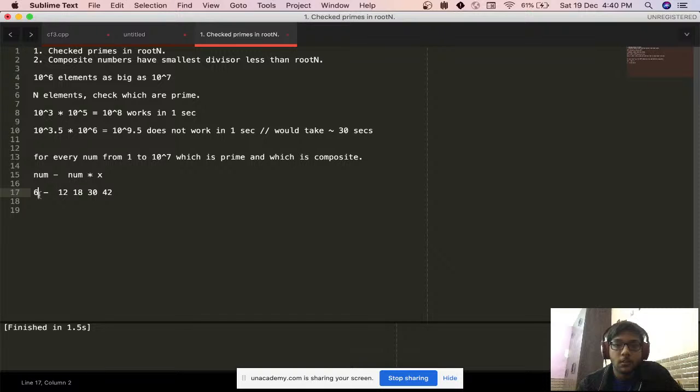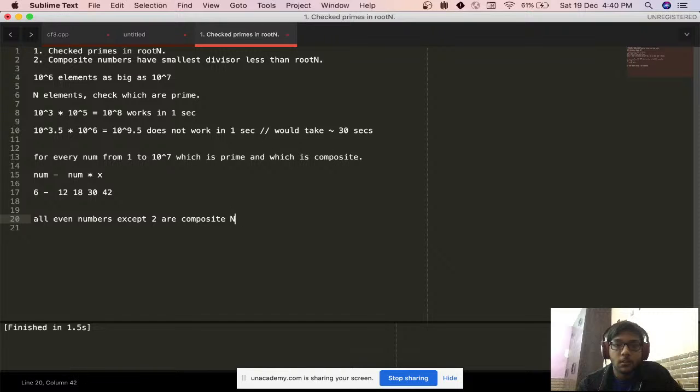Because they already have me as a divisor, right? 6. So all of its multiples, by multiples I mean not 6, 6 is a multiple of 6, but I'm talking about multiples like 2x, 3x, 4x, not 1x, right? So all of its multiples already have me as a divisor, so I'm sure that they are not going to be primes. So what I'm trying to say is that all even numbers except 2 are composite, right? All even numbers except 2 are composite.